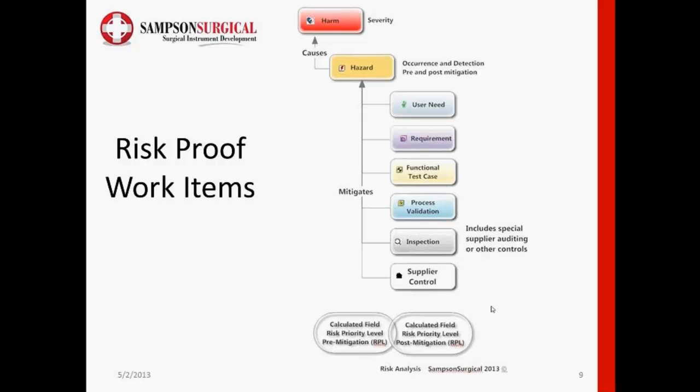So the occurrence and detection live inside the hazard. So we have these two calculated fields. One is a pre-mitigation. So if none of these mitigations were in place, what would we expect the occurrence and detection to be? And then a post-mitigation: if we put them in place, what is the occurrence and how has it changed over time.